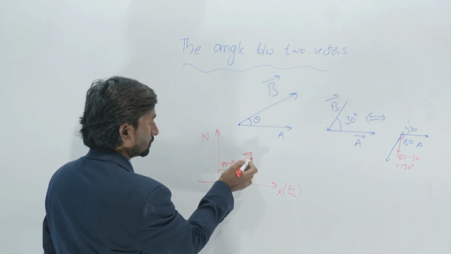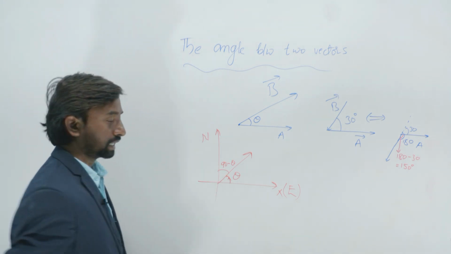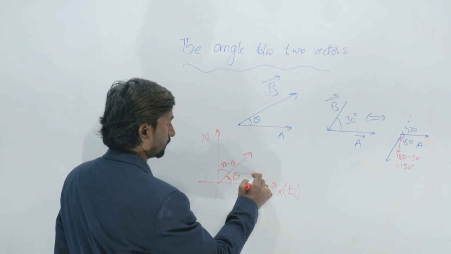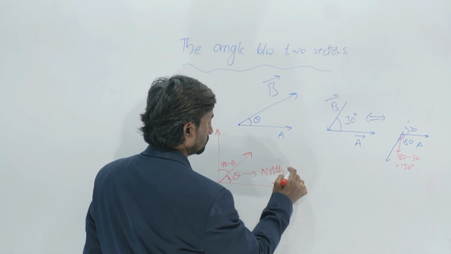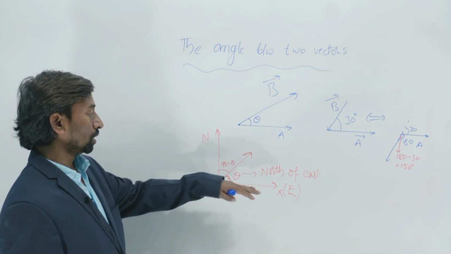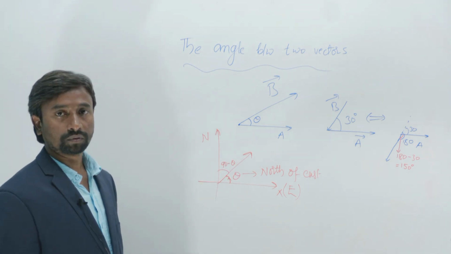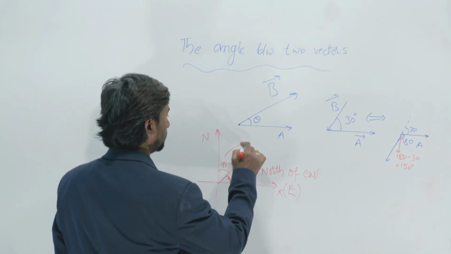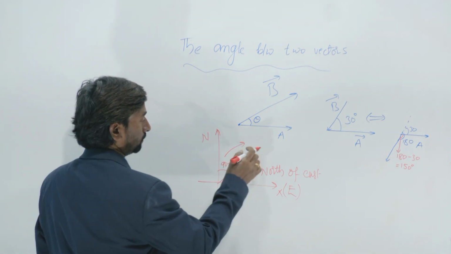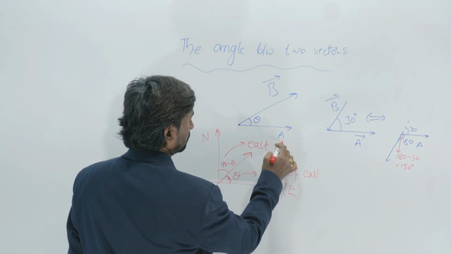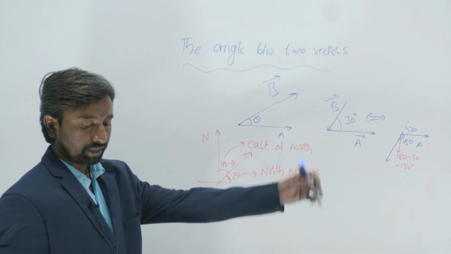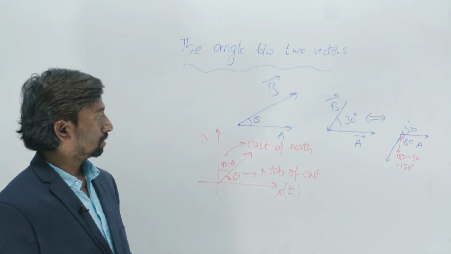This vector is given like this, moving at theta angle. So this theta angle is north of east. North of east means it is moving from east towards north. And this angle is 90 minus theta, which is east of north. So like that we can find out the angle between the two vectors.